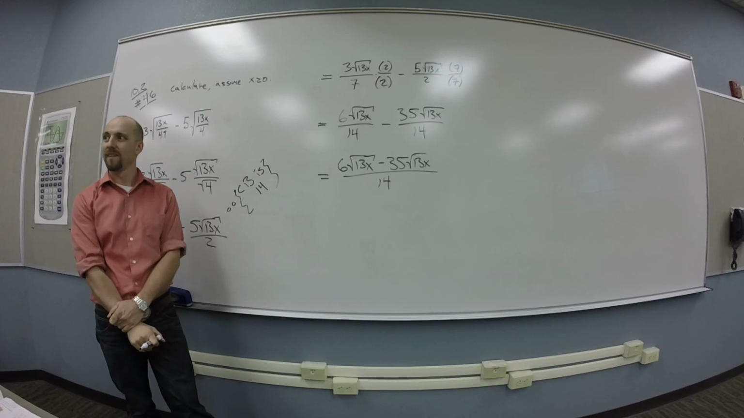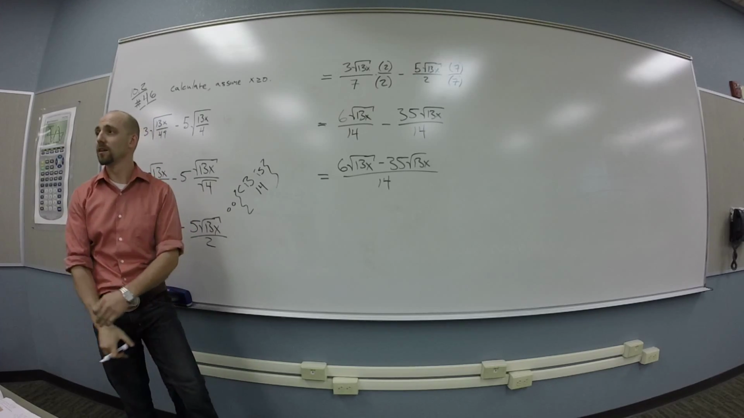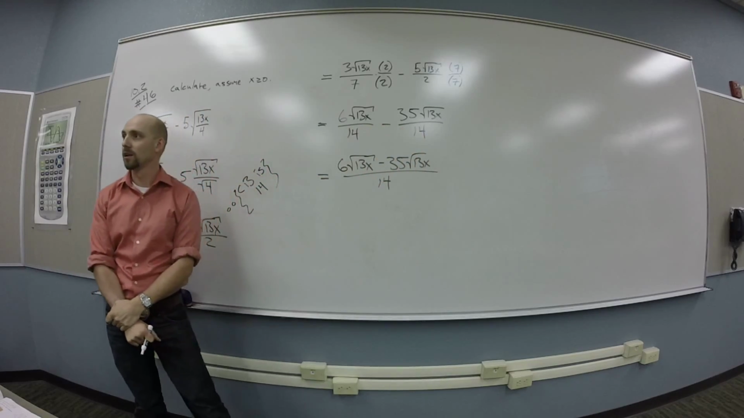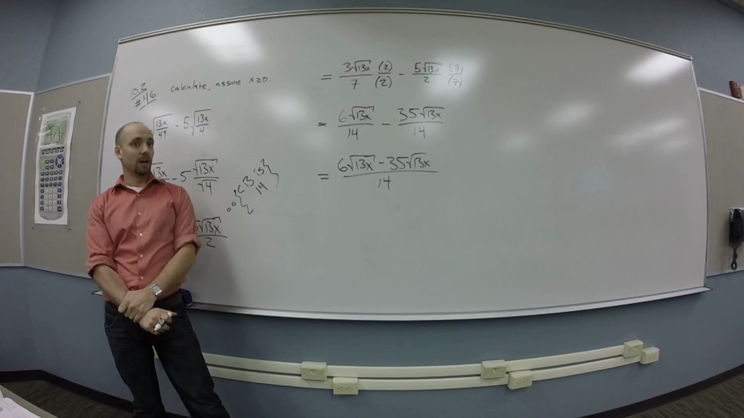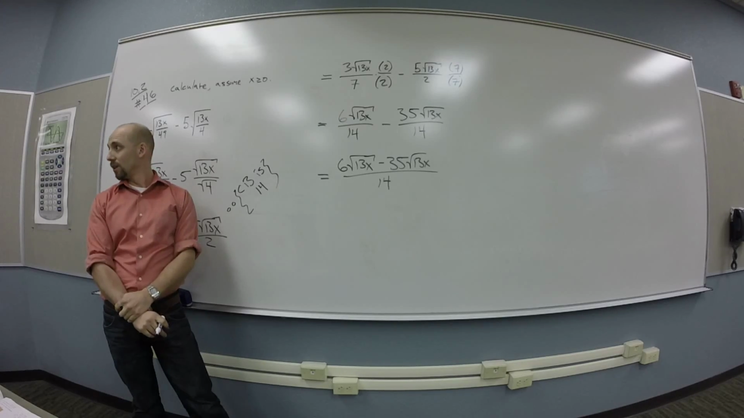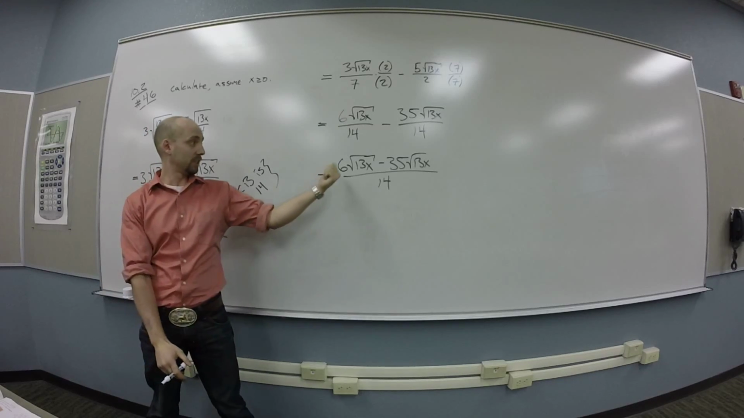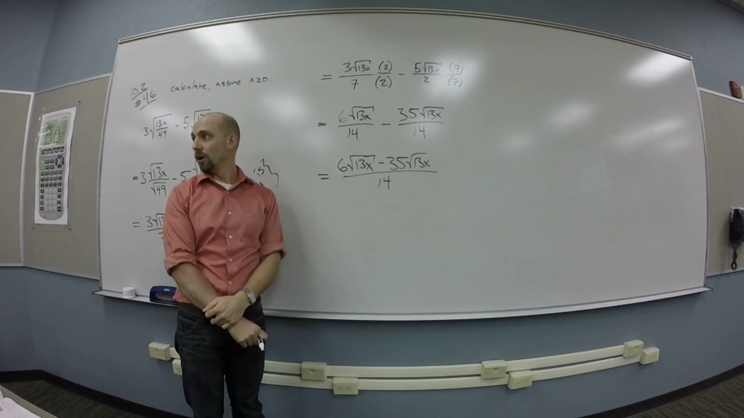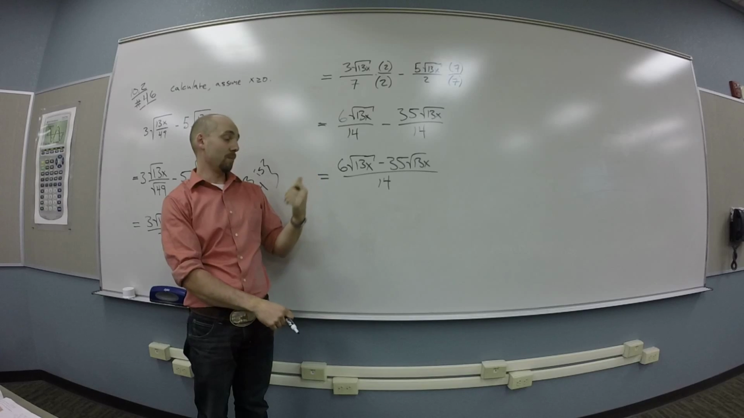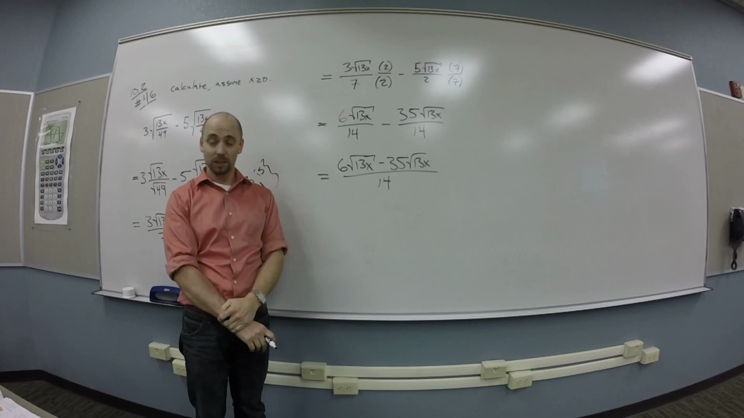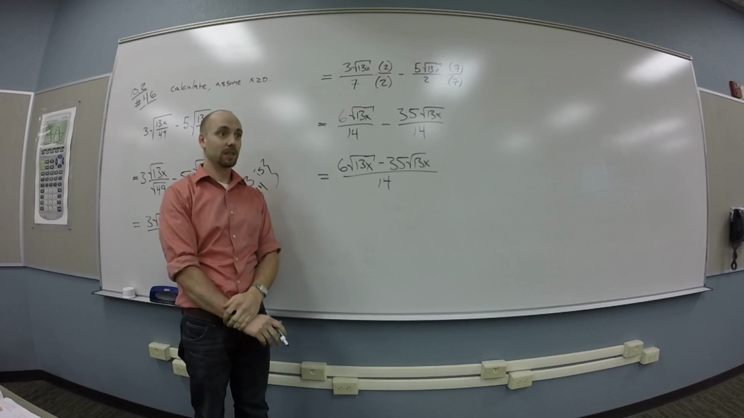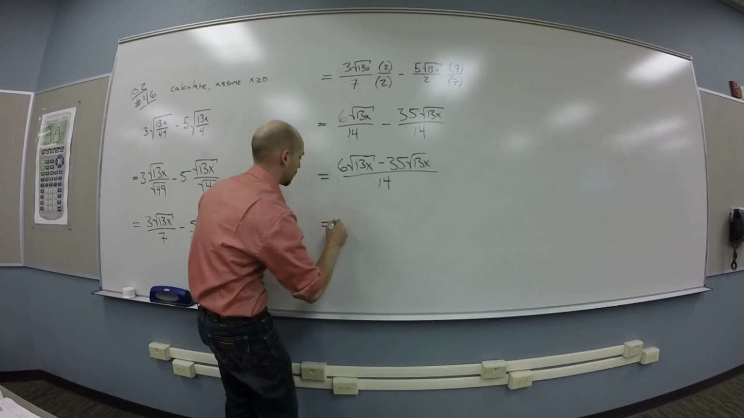Right? That's really like terms, right? These were over 14s and those were over 14s, so now that they're the same, I can combine. Okay, now what? Put them together. Yeah, these are like terms, right? I've got 6 root 13x's and 35 root 13x's. So this is like Jimmy brought 6 root 13x's to a party and Sally ran off with 35 of them. How many does he have left? Negative 29. Okay, is negative 29 root 13x, whatever the heck that is.